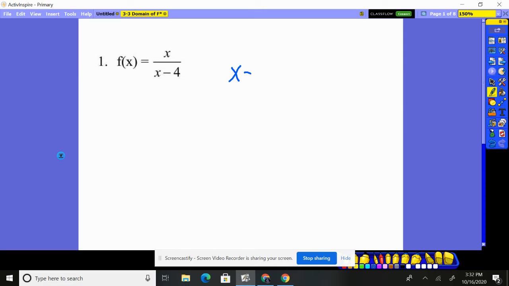That means x minus 4 cannot come out to be a 0. We can't let that happen, because if it does, then you're going to have a 0 in the denominator, and that will mess everything up. So we add 4. x can't be a 4. So x can be anything except 4. We just can't have it be a 4.